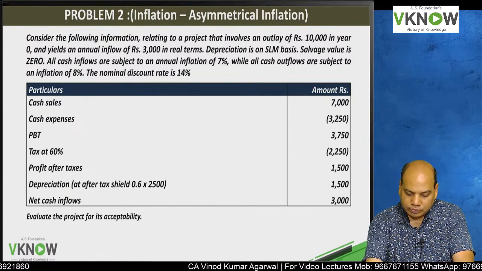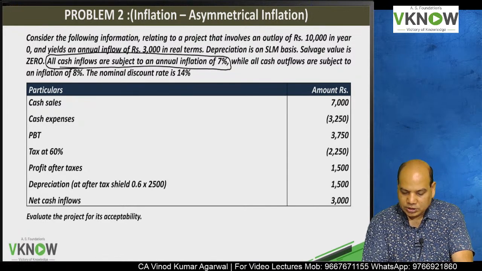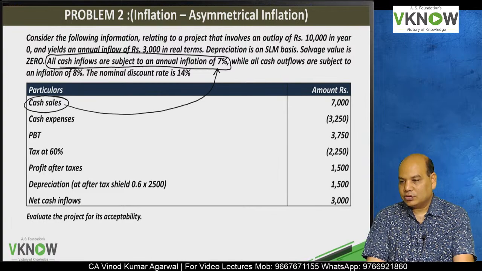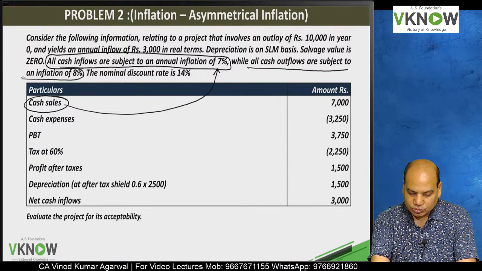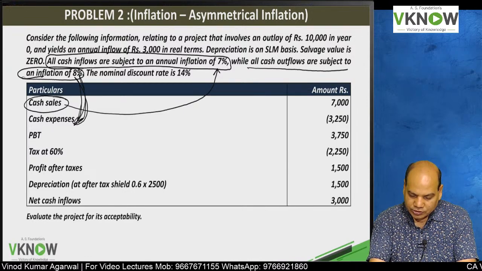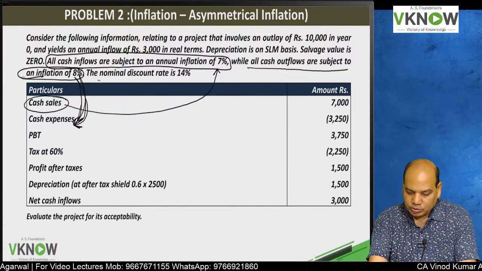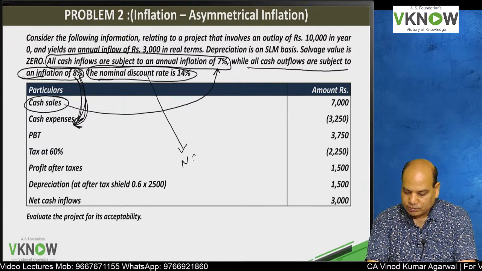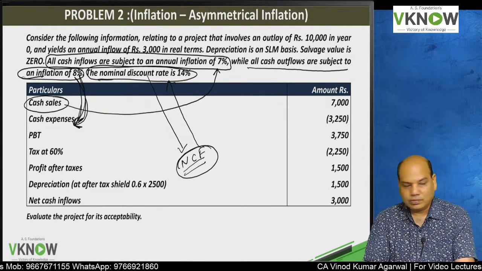All cash inflows are subject to 7% inflation, which means sales. They are talking about sales. Sales are subject to 7% inflation, while all cash outflows are subject to 8% inflation. So they are talking about expenses. Then the nominal discount rate is 14%. So what I'll do is compute nominal cash flow only. Nominal cash flow, nominal discount rate, and get NPV.